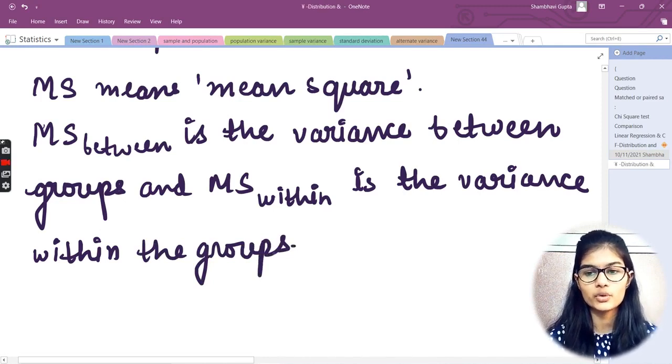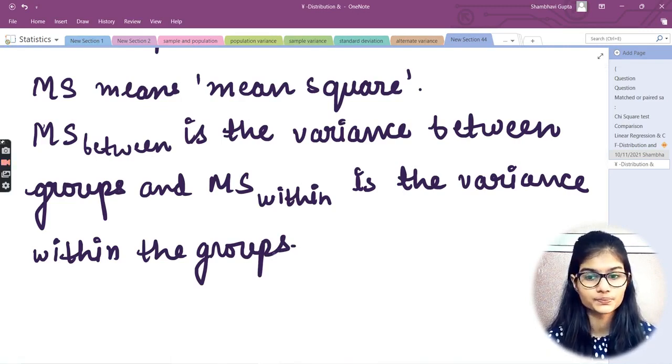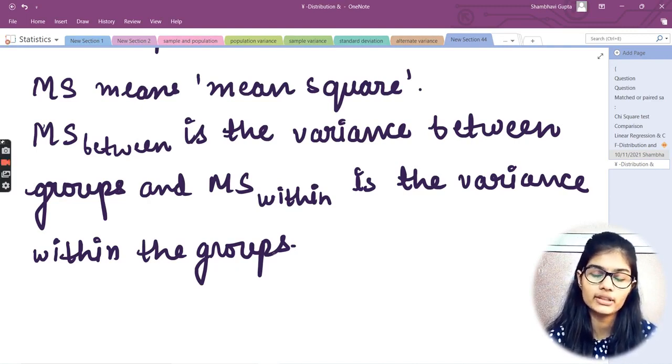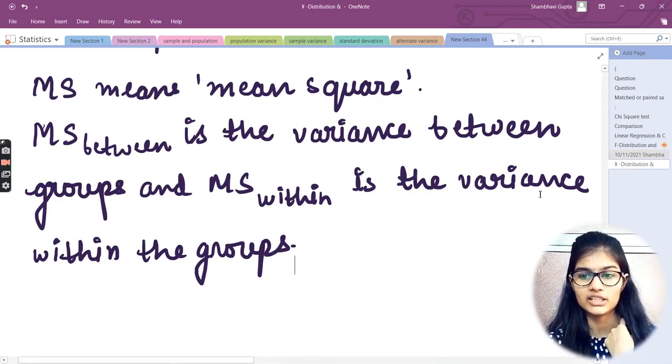So that was about the MS, that was the mean square, right? MS between is the variance which is between the groups, and when I talk about MS within, it is the variance that is within the group. So both are different things, right? When I say some variance is between the groups, that is one thing. And when I say some variance is within the groups, that's again a different thing, right? So this is about MS, that is the mean square.